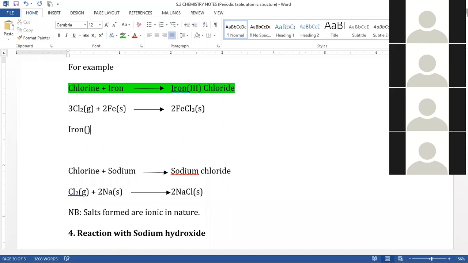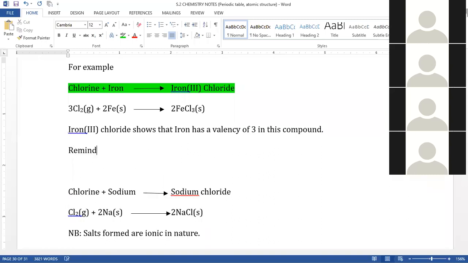So when we say iron 3, it is supposed to mean that iron is using a valency of 3 in this compound. Iron has got 2 valencies. It has a valency of 2 and a valency of 3. So you need to specify that when it is forming this compound, it is using this particular valency. Okay, so we've said when chlorine reacts with iron, we get iron 3 chloride.